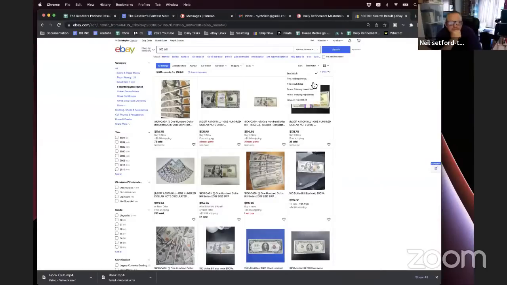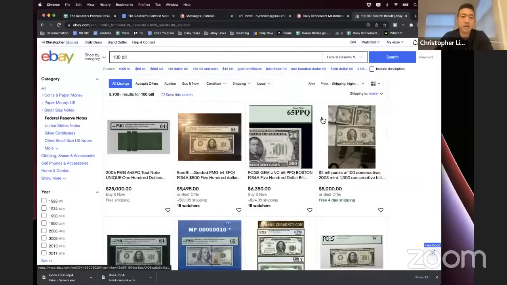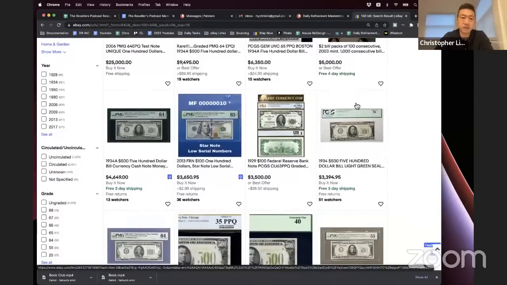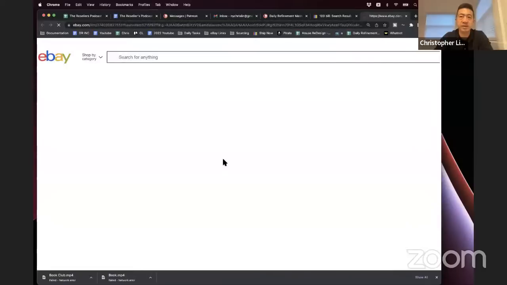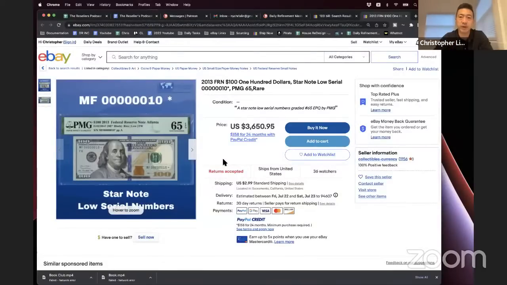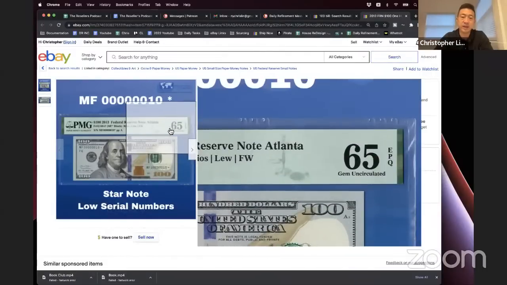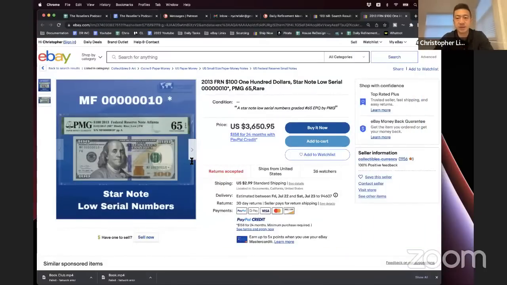So let me look right here. There are 3,500 $100 bills for sale. There's $500 bills. There's consecutive bills. Okay, here's one $100 bill that has 36 watches. It's $3,650 for just one $100 bill. Okay, so there's a bunch of stuff here. This is graded, uncirculated. Interesting.